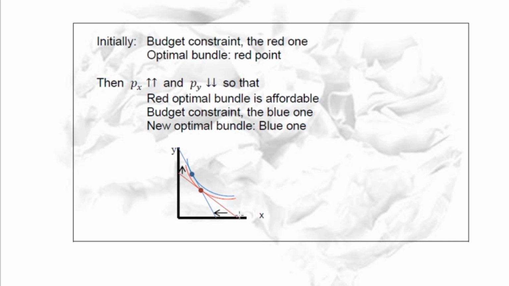So, when the price of X increases, this intersection point becomes lower, so we have more or less here, and the price of good Y decreases, which tells us that the intersection point with the vertical axis is higher. So the budget constraint turns and becomes the blue one, and as the previous optimal bundle, the red one, is affordable now, I must draw the new budget constraint, the blue one, through this red point.